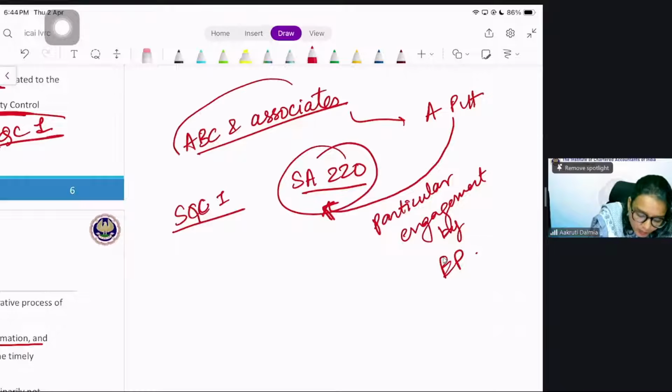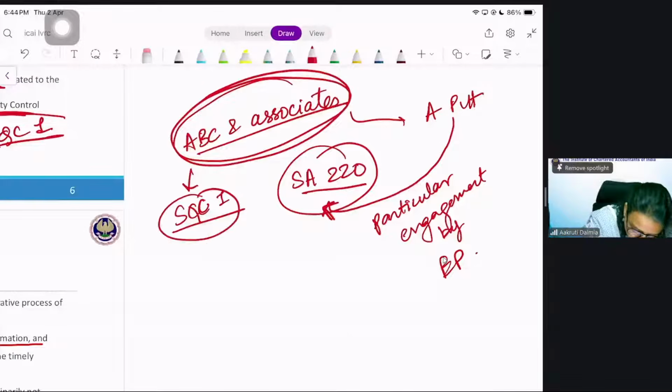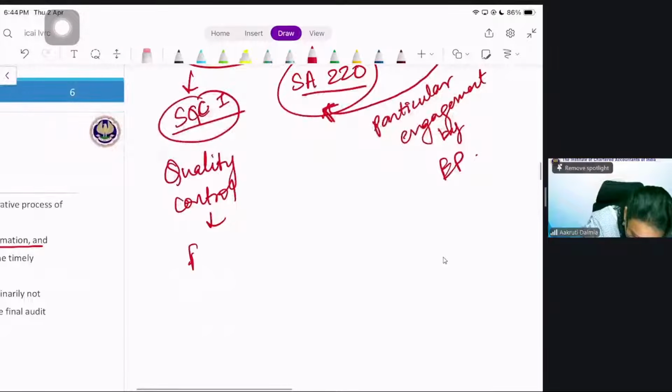But the whole of ABC and Associates should maintain quality control. It means whatever audit comes, this minimum quality control is being maintained. That is called SQC. So it is quality control for firms. Yes or no? You will remember this much: it is quality control for firms.